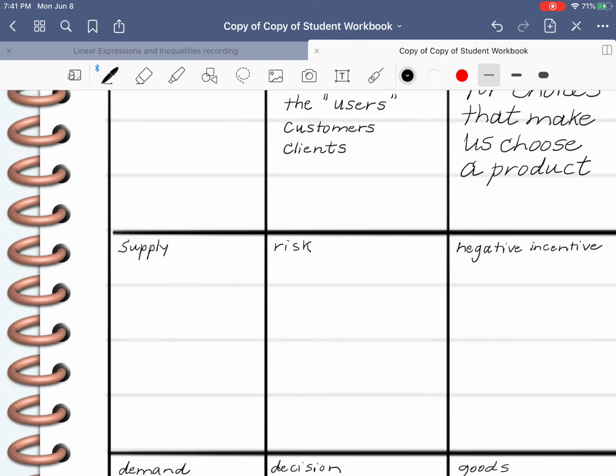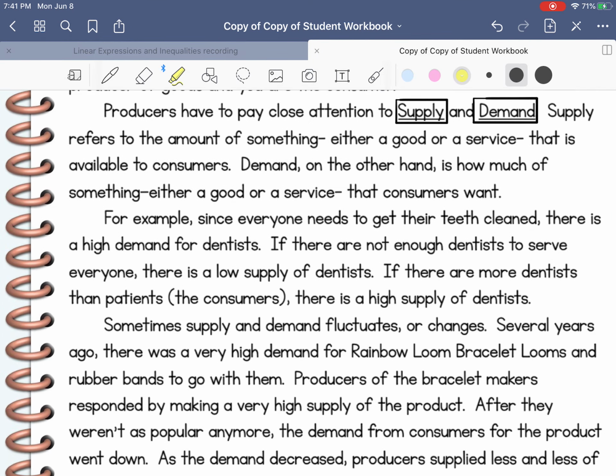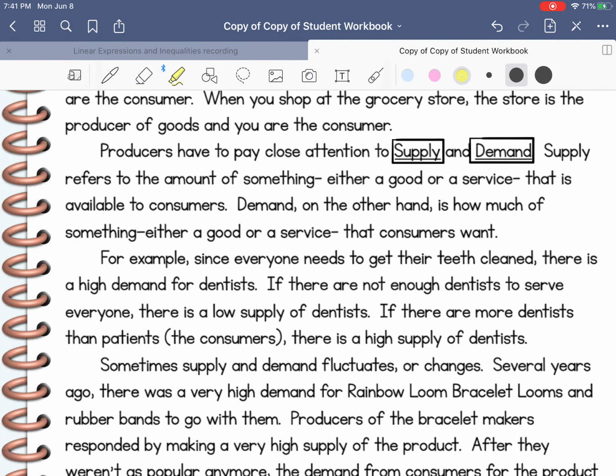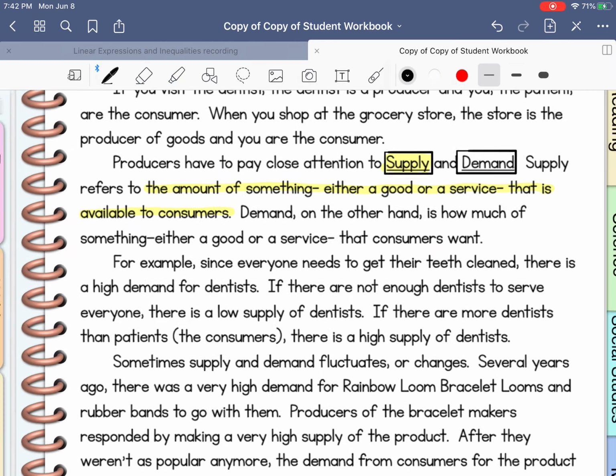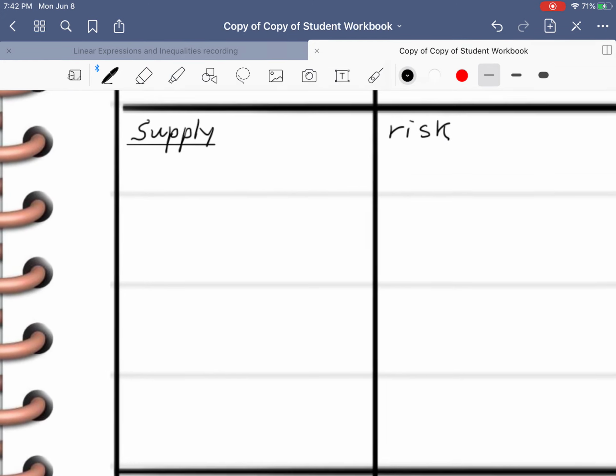Okay, supply. In economics terms, what is a supply? So let's scroll over until we find it. It was toward the end. Here we go. Supply. Supply refers to the amount of something, either a good or a service, that is available to consumers. So let me go back over here. Supply is the amount of something that's available.